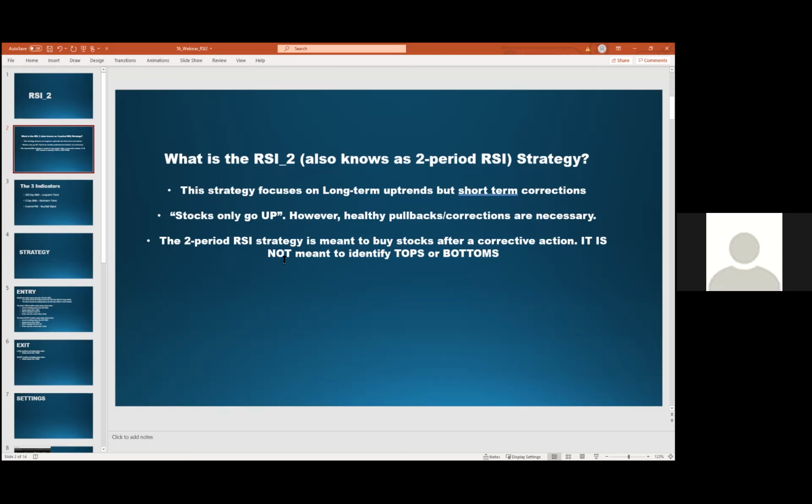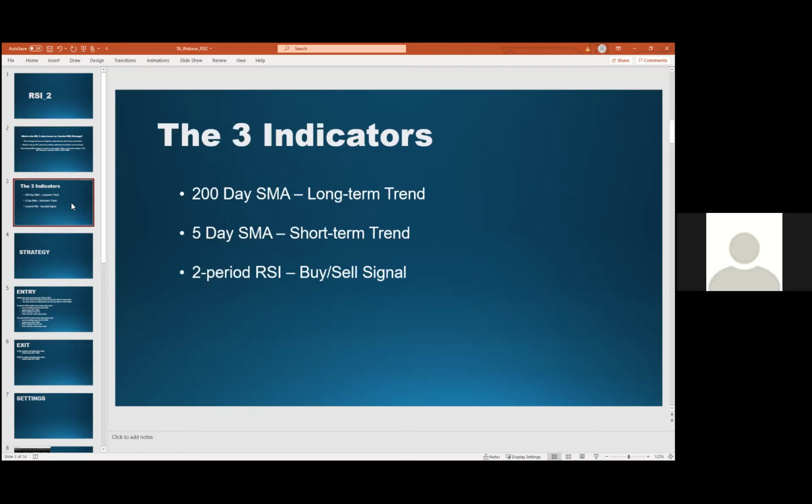And this is where the 2 period RSI strategy comes into play, because when that corrective action or that pullback takes place, you want to take your plays off of that, whether it's to the upside or to the downside. In very simple terms, there are just three indicators that are required for this strategy. One is the 200-day SMA.